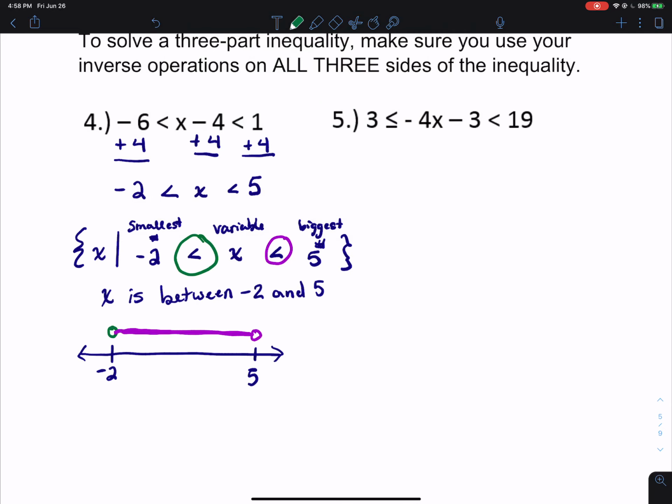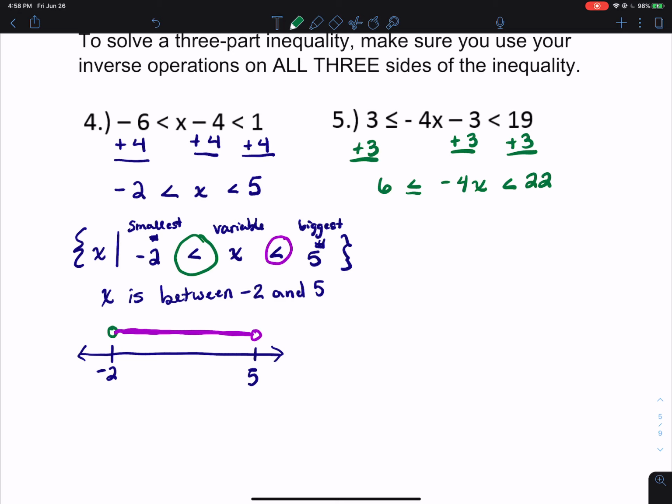Now if I look at this next example, we have 3 is less than or equal to -4x minus 3, which is less than 19. My goal is still to get that x in the middle by itself. So I'm going to add 3 to all three sides first. That's going to give me 6 is less than or equal to -4x, which is less than 22.